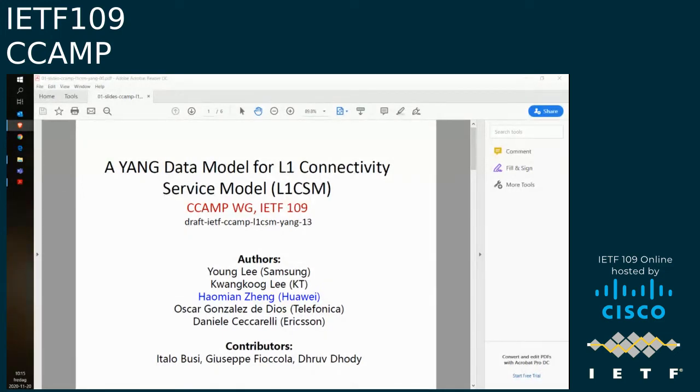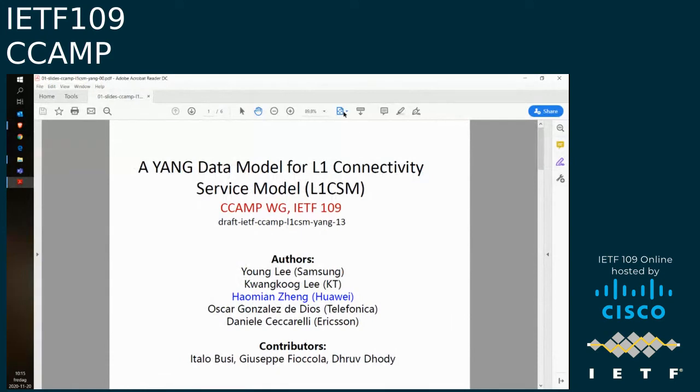Excuse me, can you hear me now? Yes. Okay, sorry. This is Haomian from Huawei, and I'm going to present the update for the Layer 1 CSM Young module. We are also going to update a little bit about the Layer 1 types together. Next, please.